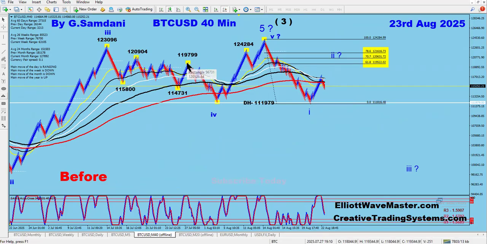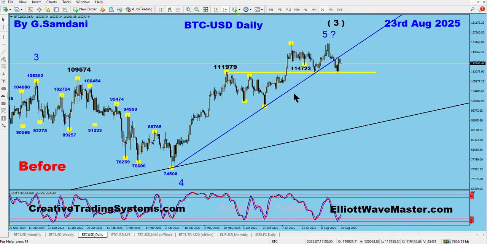And that would be maybe these highs here, right? So one of these highs, and we might be going up there for wave two. Then we will drop for wave 3, 4, 5 to the downside, and that would be wave A. Then we will go up for wave B, and then again down for wave C. Here we can see more.